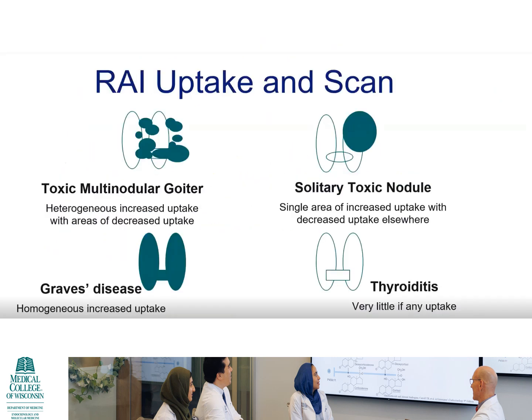And if we look at some representations of what iodine uptake and scans would look like in these different conditions, toxic multinodular goiter has multiple nodules or lumps that are overactive, and the rest of the gland is not taking up any iodine. If you look at Graves' disease in the lower left-hand corner, the entire gland takes up thyroid. If you have a solitary toxic nodule, that's just one big nodule that's overactive, the rest of the gland is suppressed. And in thyroiditis, the entire gland does not pick up any excess iodine. It's really dumping out the preformed thyroid hormone that's stored in the thyroid, but it's inflamed and not picking up iodine.